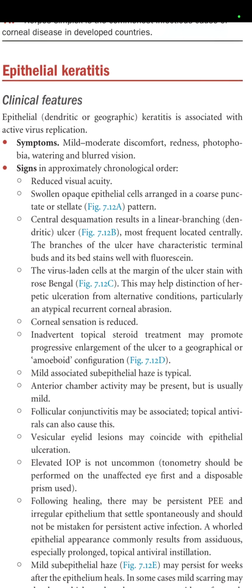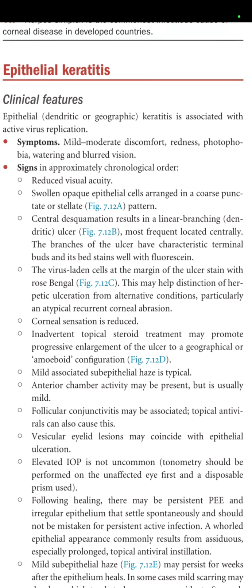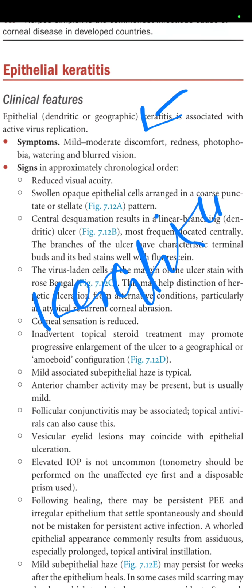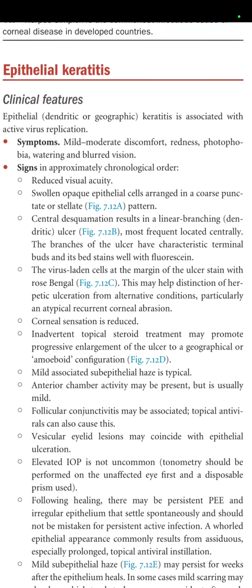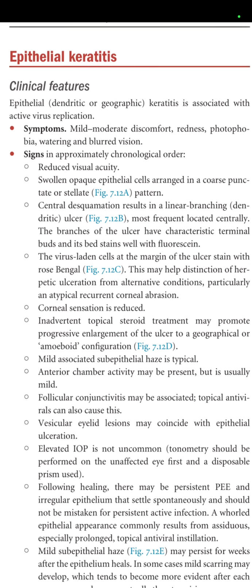So what are the symptoms? Symptoms are mild to moderate discomfort, redness, photophobia, watering, and blurred vision. Basically any keratitis usually presents with photophobia, blurring of vision, and discharge. Signs are approximately in chronological order. What does chronological order mean? First there will be this sign, then this sign, then this sign. So first we get reduced visual acuity. First the patient presents with a decrease in visual acuity.